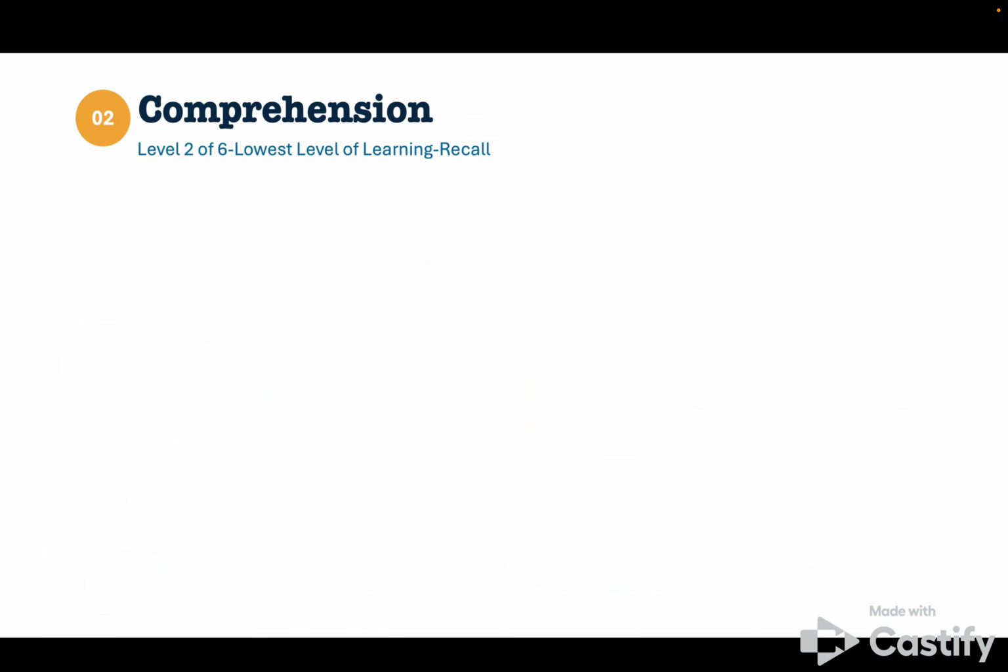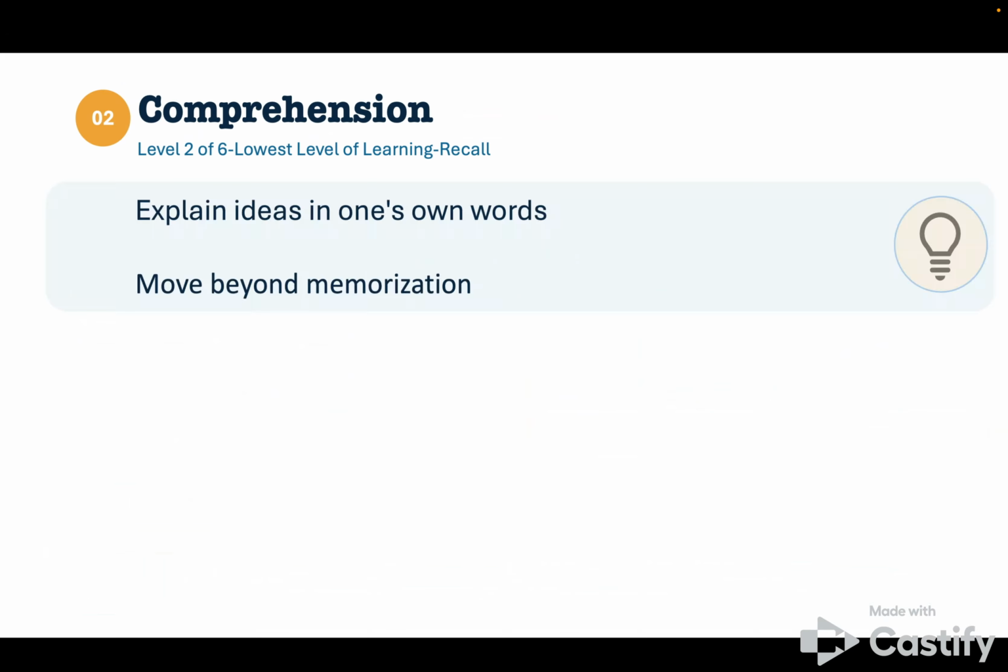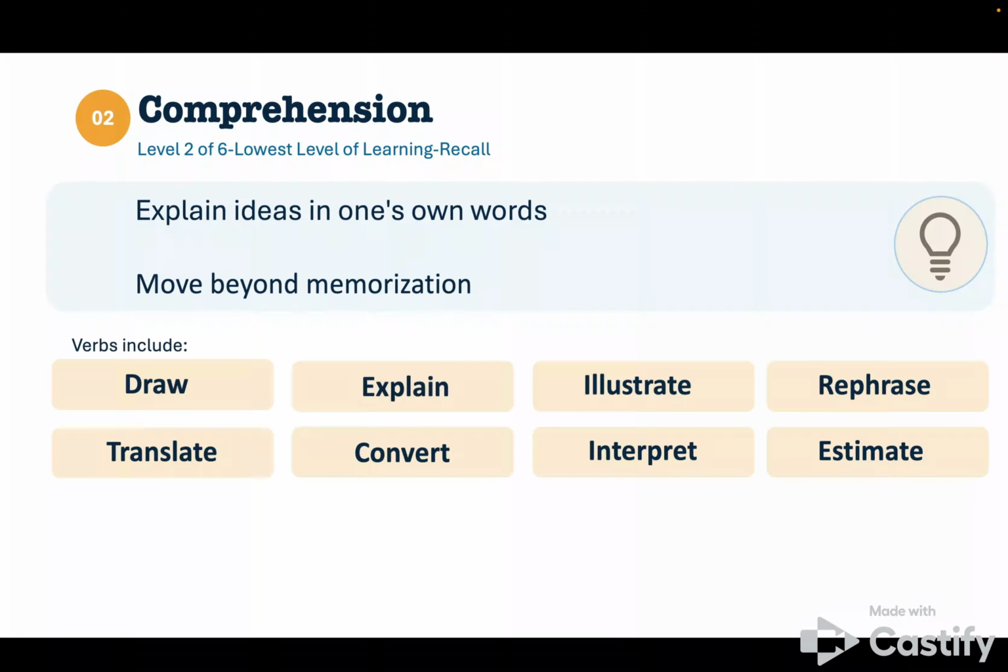Next, we'll look at the second level, which is comprehension. Although I think memorization is very important, at this level, the students must also be able to move past memorization and understand the meaning behind the facts. They can explain ideas in their own words and interpret information. Verbs include draw, explain, illustrate, rephrase, translate, convert, interpret, and estimate.